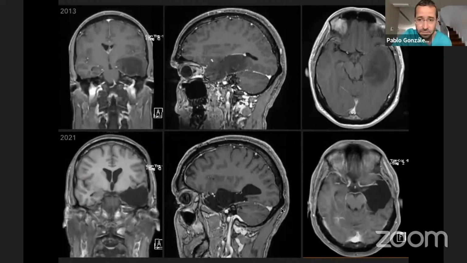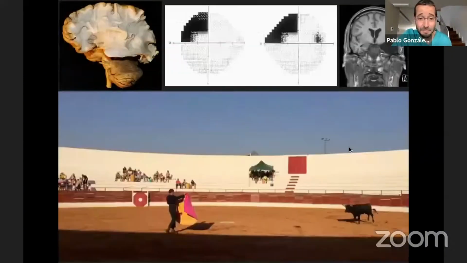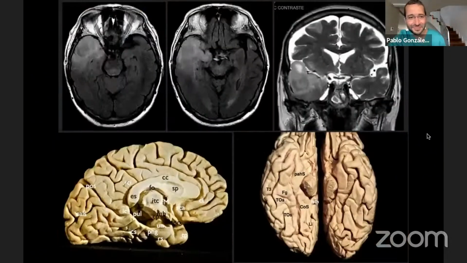This is the post-op image 8 years later. He's doing fine. He's doing so fine that he wanted to come back to his normal work. And I insisted that he should not, because of the visual deficit he's having, but he told me, Pablo, unless the bulls start flying, I will not stop my job. So I couldn't complain about that point.